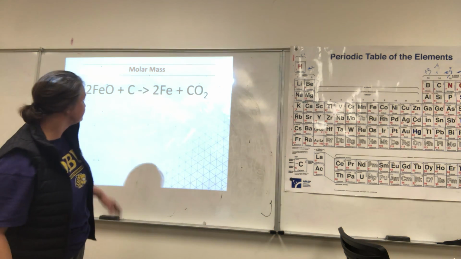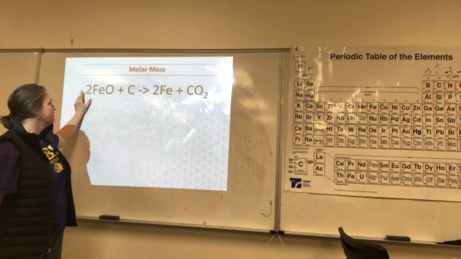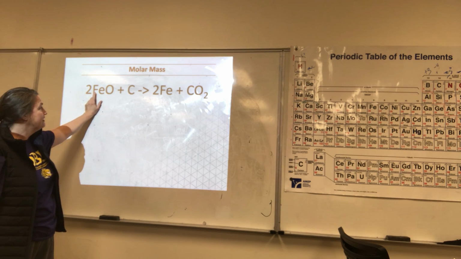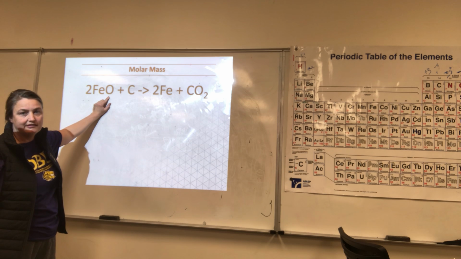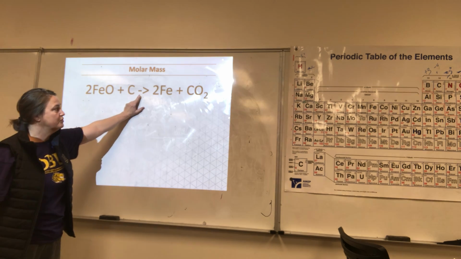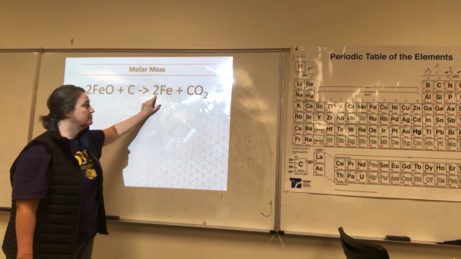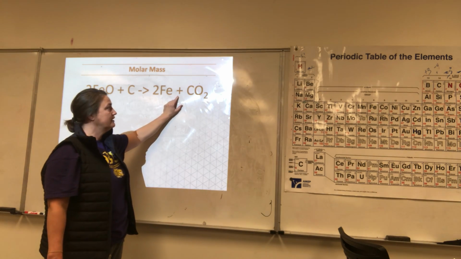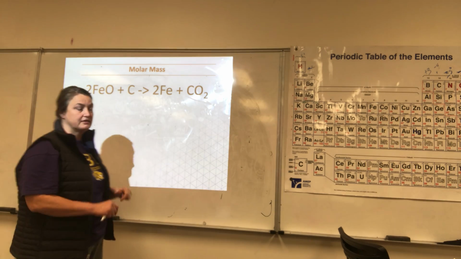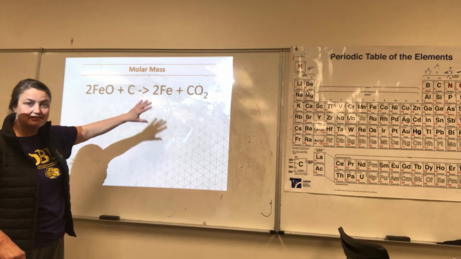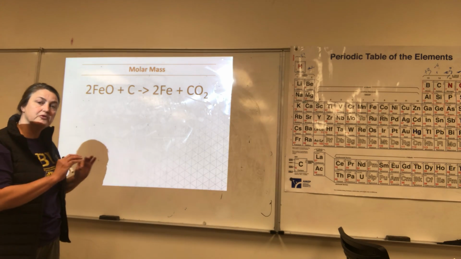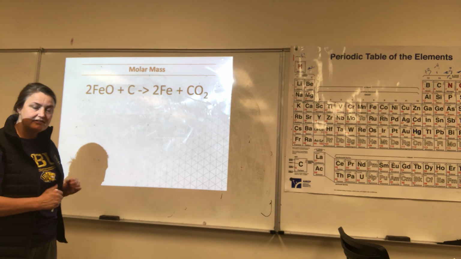Here's another example. We would say 2 moles of iron oxide plus 1 mole of carbon would yield 2 moles of iron and 1 mole of carbon dioxide. So the coefficients in chemical equations represent the number of moles taking place in that equation.